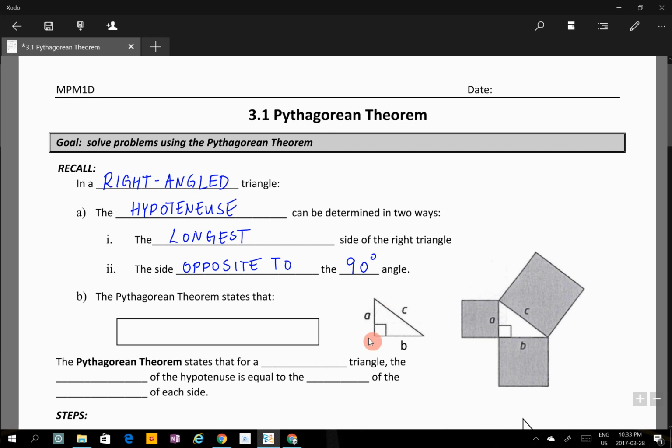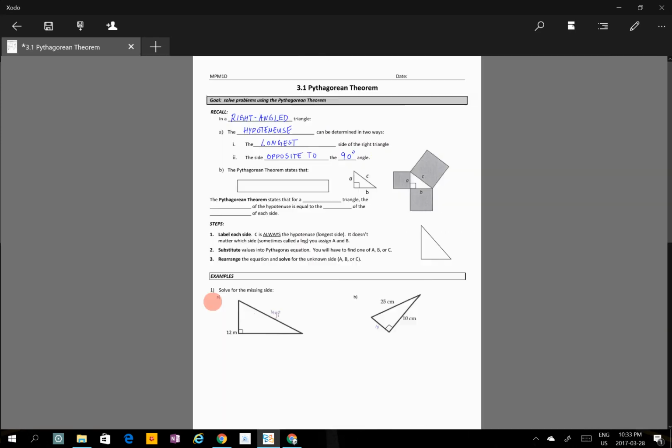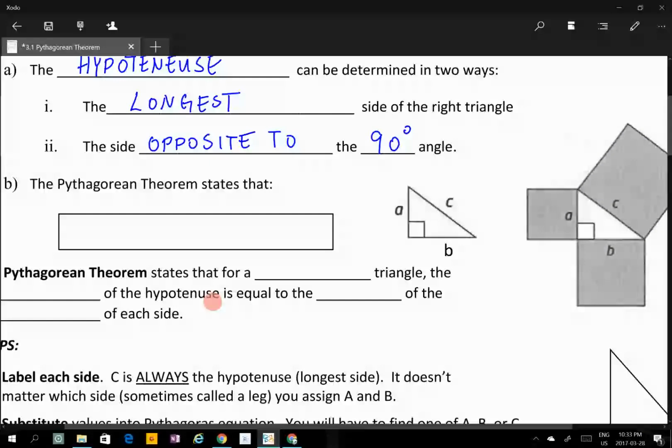Now, there's a special relationship, a special formula that relates the three sides of a right-angled triangle. That relationship is called the Pythagorean theorem, or sometimes we call it the sum of squares. It says that if you take the three sides and you label all three sides A, B, and C, the relationship is that A squared plus B squared is equal to C squared. Okay. Visually, what does that mean?